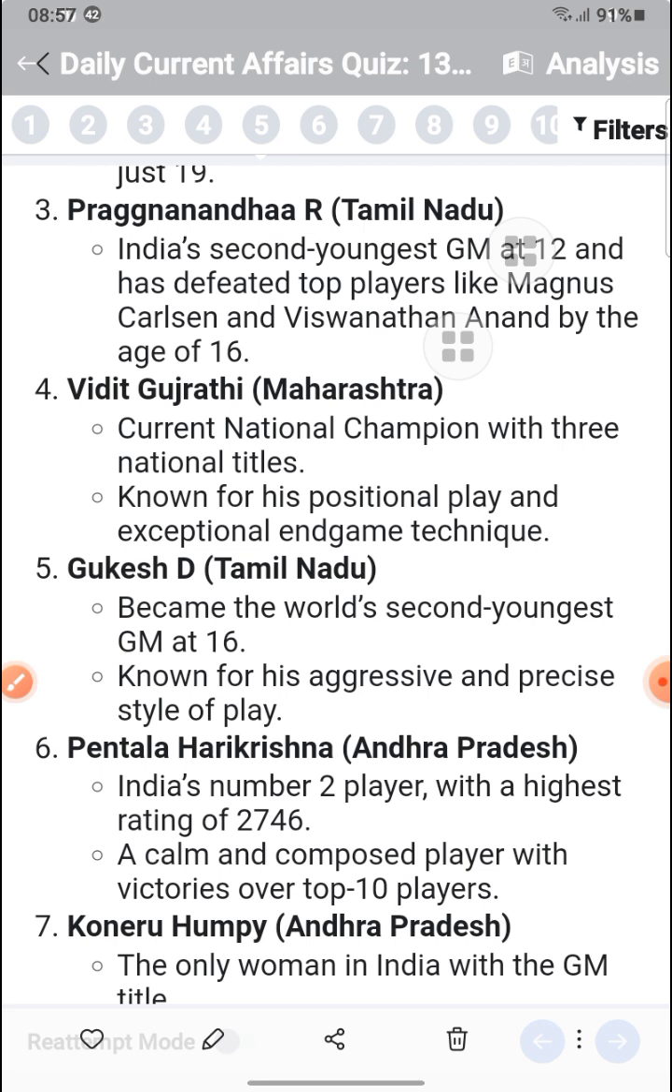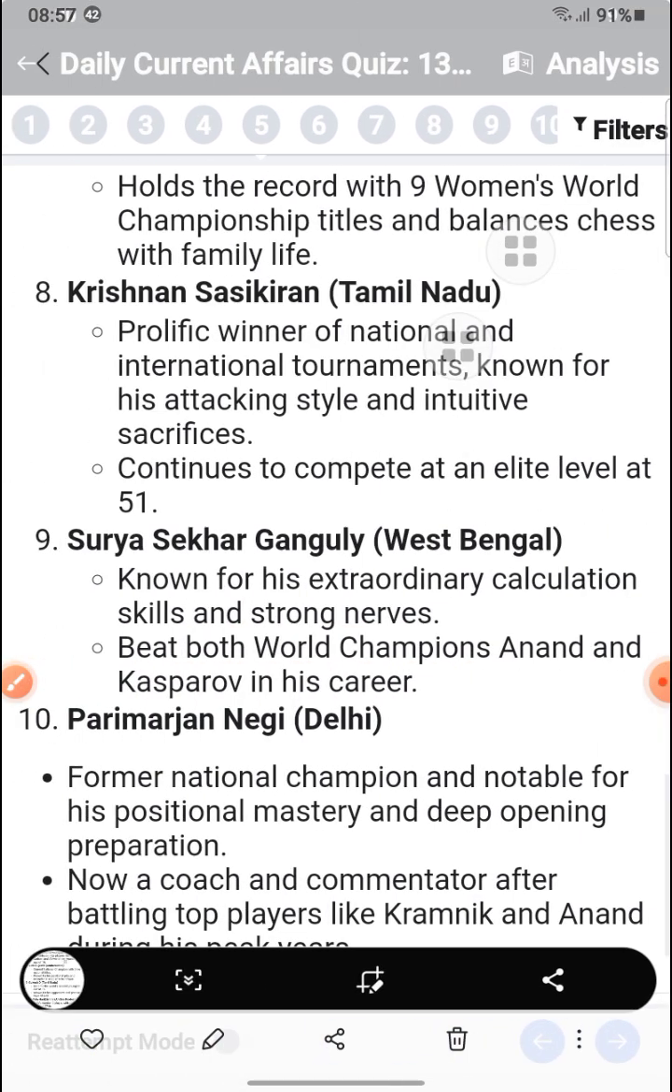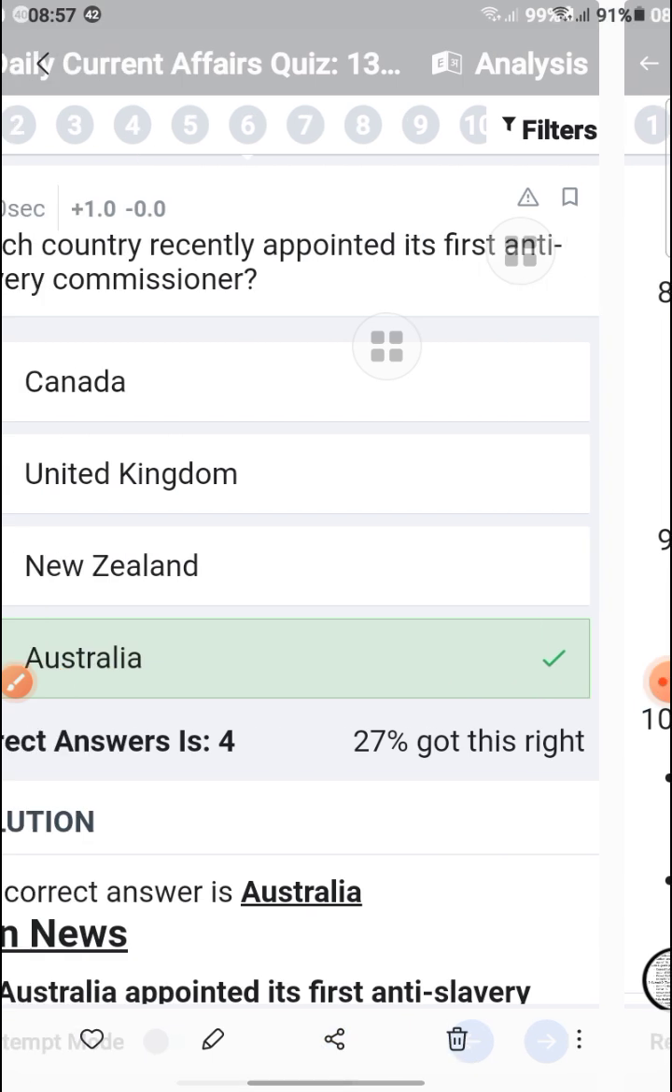Penchala Hari Krishna, that was Andhra Pradesh, highest rating. Koneru Hampi, Andhra Pradesh, and Surya Shekhar Ganguly, also with an attacking style and intuitive sacrifices. And Parimarjan Negi. Negi is from Delhi, a national champion and notable positional master.